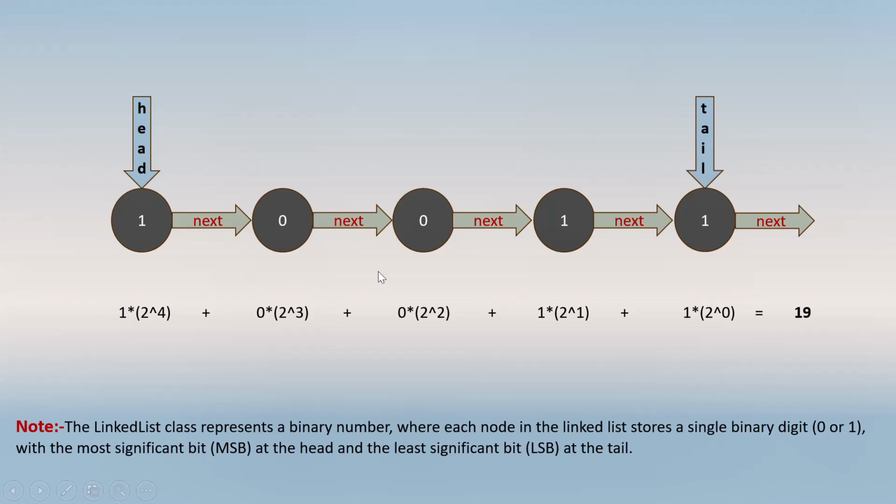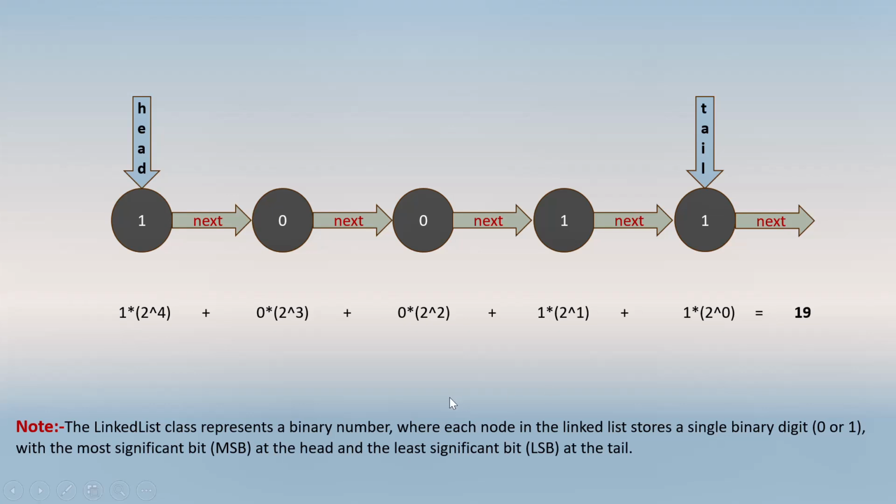The length of this linked list is 5, so the most significant digit has a power of length minus 1. Then the second node is length minus 2, the third node is length minus 3, for the fourth node it would be 2 raised to the power of length minus 4, and for the fifth node it would be 2 raised to the power of length minus 5. And we will add every value, so the result will give its decimal value.